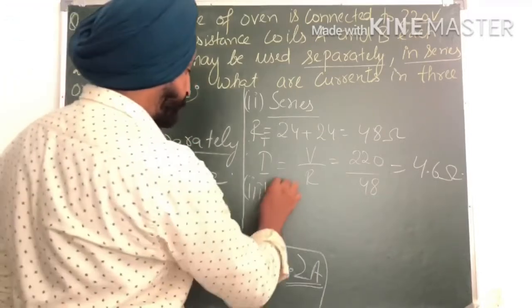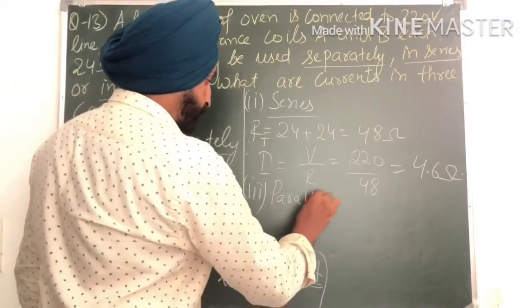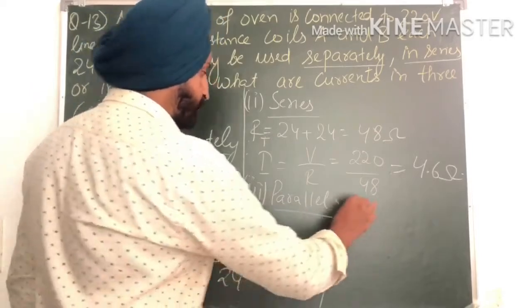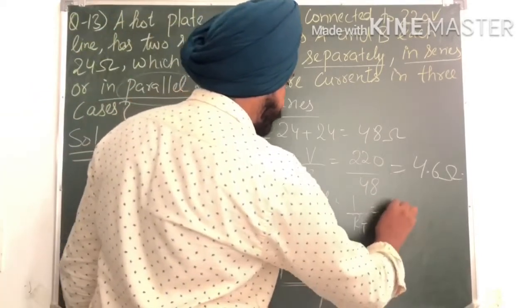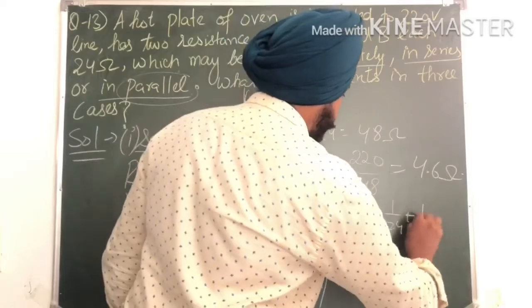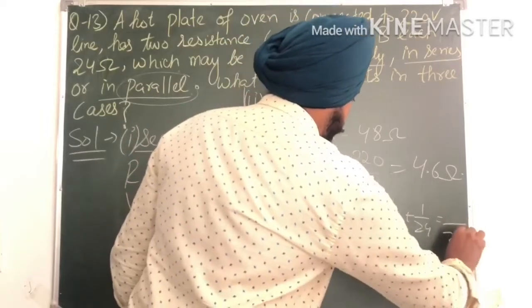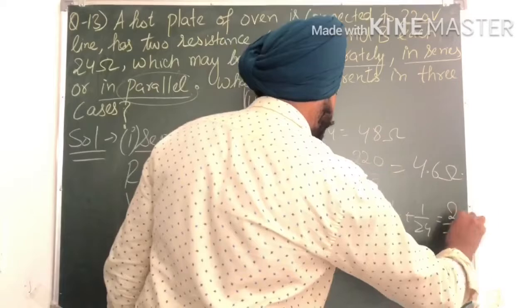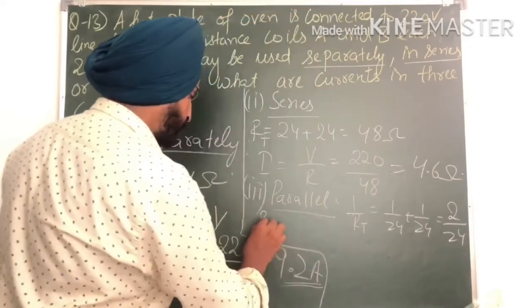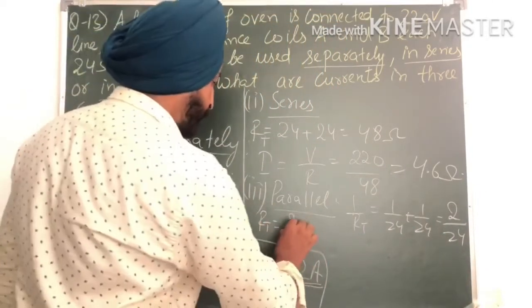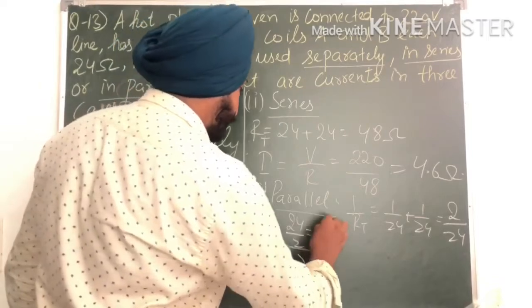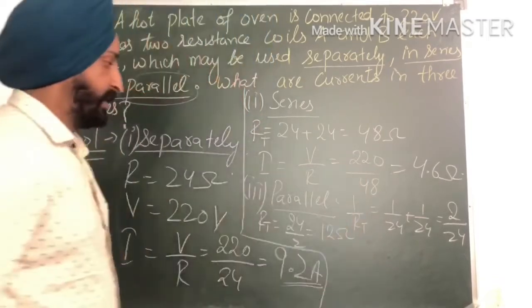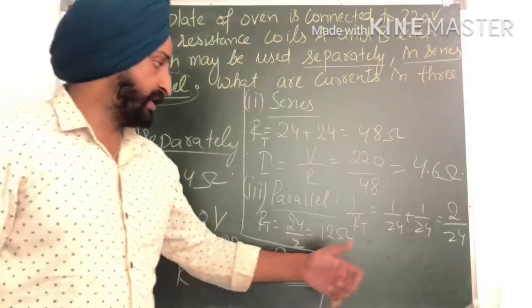Now moving on to the third part, when they are used in parallel. What would be the total resistance? 1 by total resistance would be equal to 1 by 24 plus 1 by 24. So R total in parallel would be equal to 24 by 2, that is equal to 12 ohm. So the resistance is 12 ohm in parallel.